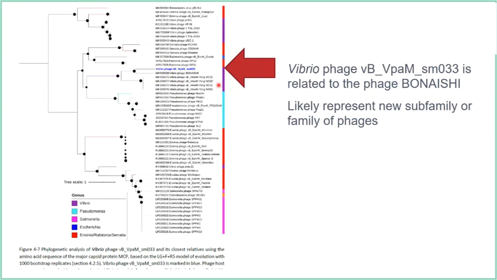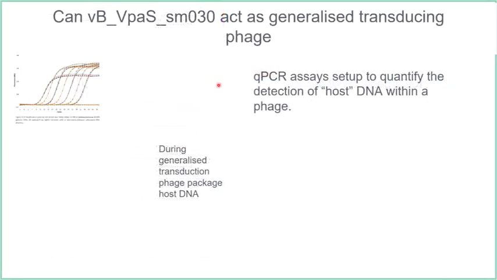So given this phage had such a big genome, what we wanted to know was, can this phage be involved in generalized transduction? So this is where the phage mispackages host DNA in its head and then moves this from one host to another. And if it could, being able to move 320 kb of host DNA, it may have an important role in gene transfer, especially of antibiotic resistance genes. So what we did is set up a qPCR assay to try and quantify this.